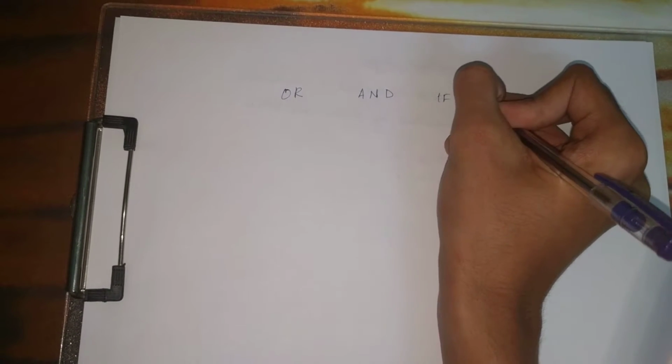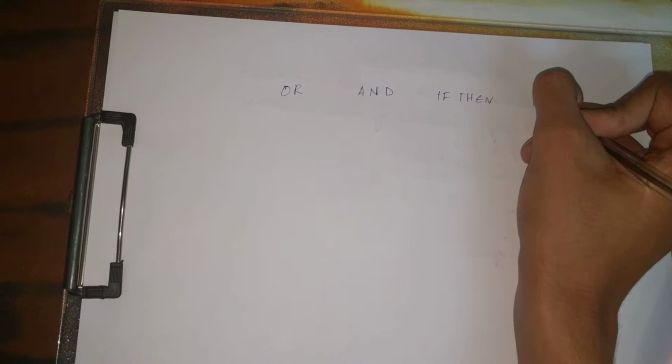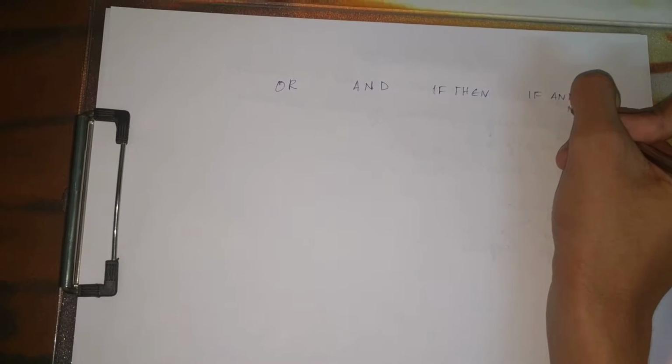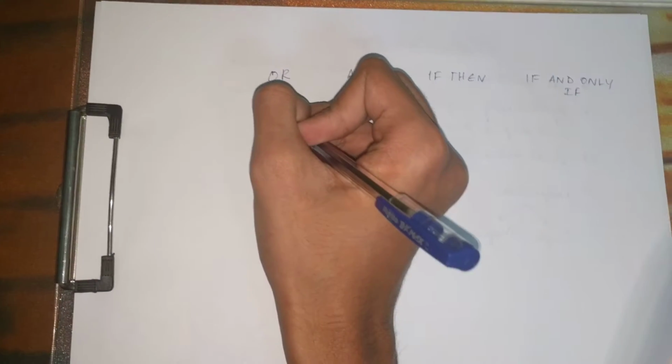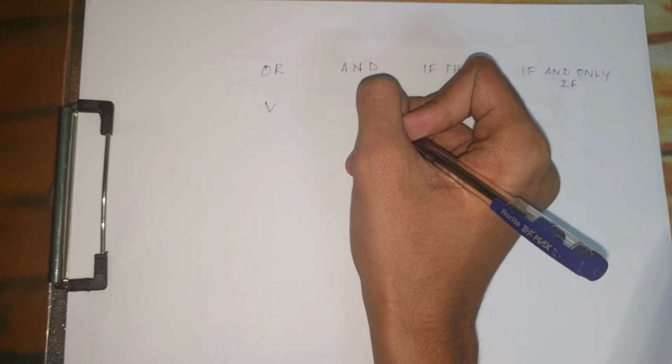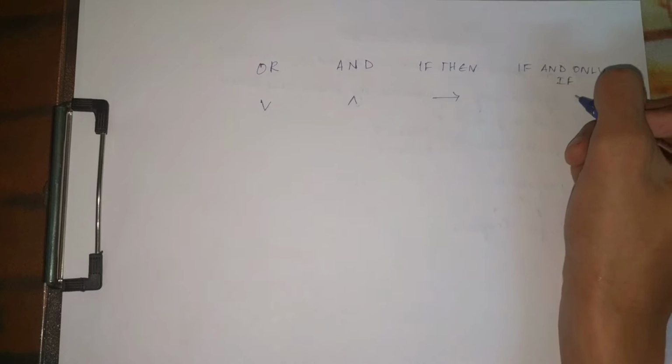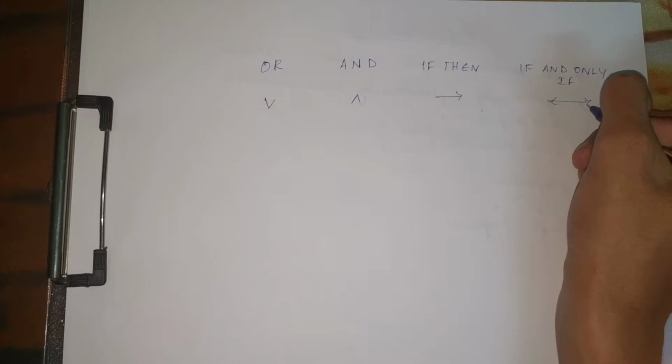Two simple propositions can be connected by connectives. Today, we are going to learn about 4 different types of connectives. They are or, and, if then, if and only if. Or is represented like this, and is represented like this. If then is represented like this, if and only if is represented like this.